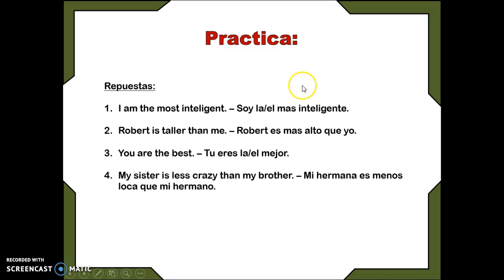Robert is taller than me. Robert es más alto que yo. More tall than I. You are the best. Tú eres la or el mejor. I put an option here just like I did up here because it could be guy or girl depending on who's saying it. You viewer back home, whoever you are, put appropriately if you're a guy, el, girl, la. My sister is less crazy than my brother. Mi hermana es menos loca que mi hermano.